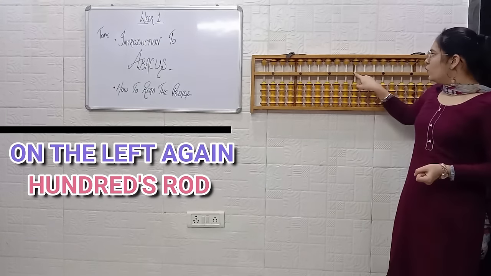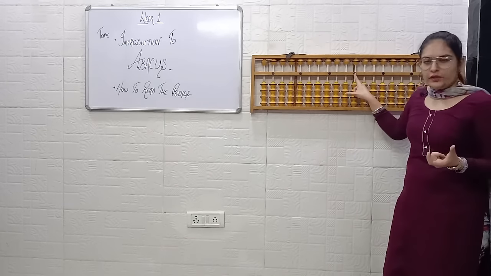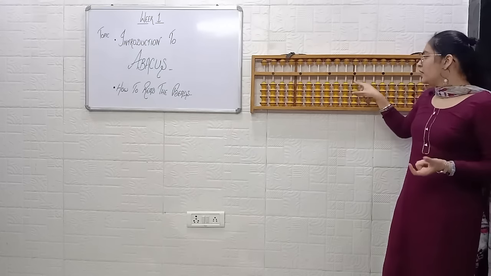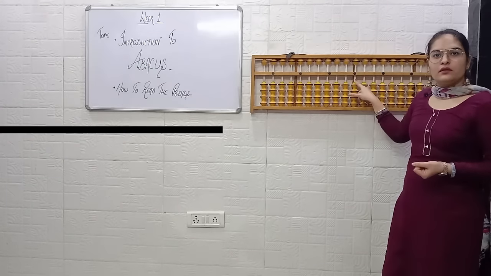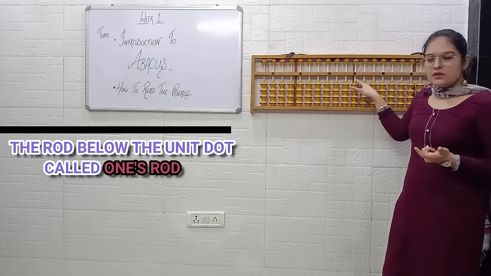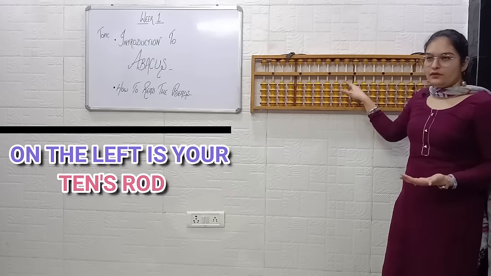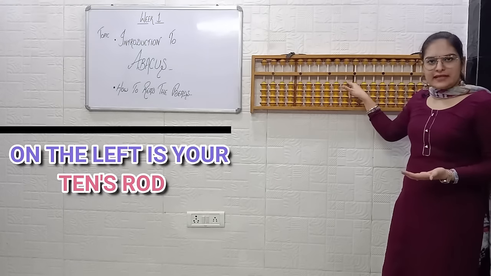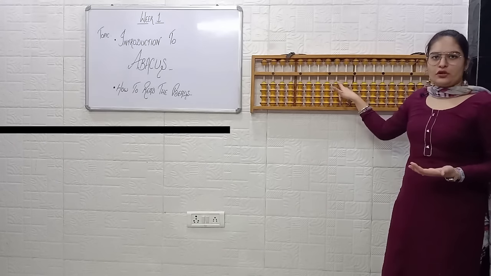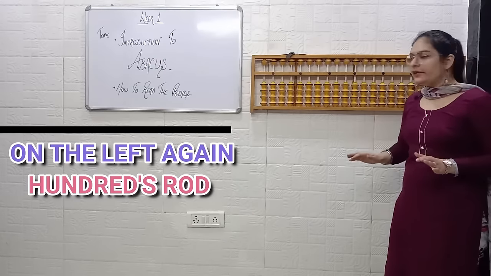First tell me, what is this? This black dot? Unit dot. Perfect. The rod below it? Ones rod. On the left? Tens rod. On the left is? Tens rod. Again on the left? Hundreds rod. Which rod? Hundreds rod. Is it clear?